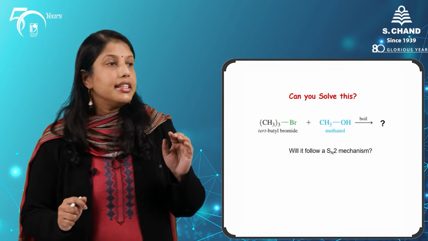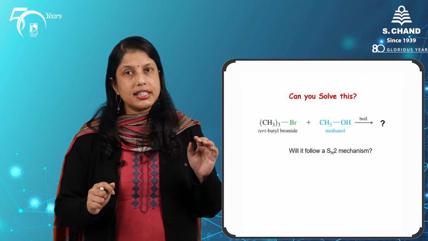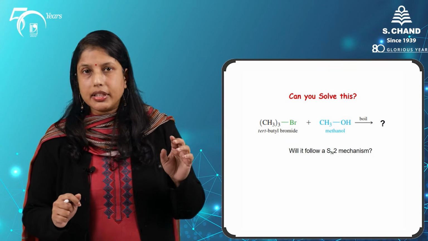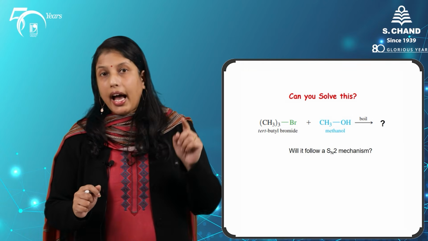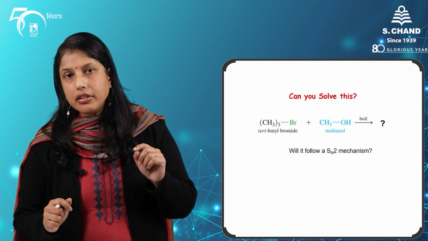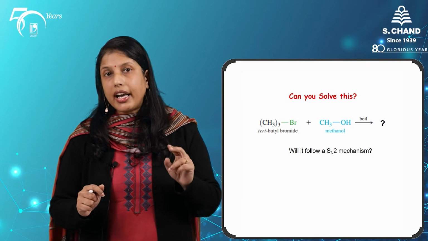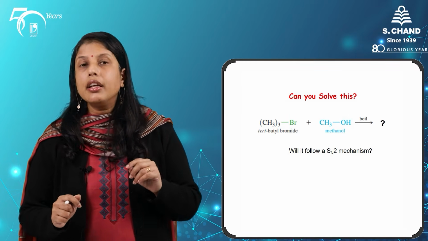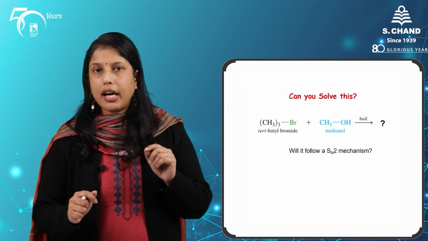Now, let's take a short break. But before we do, let me ask you a small question. Can you solve this reaction? Over here, you can see that tertiary butyl bromide is undergoing solvolysis in boiling methanol. Can you tell me what is the product? And do you think this reaction will also proceed via an SN2 mechanism? Try to work it out and we'll come back and I'll reveal the answer.